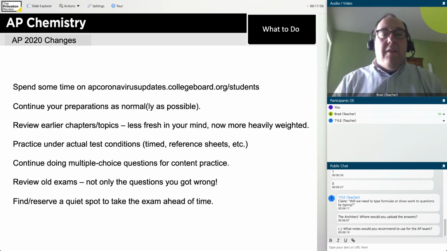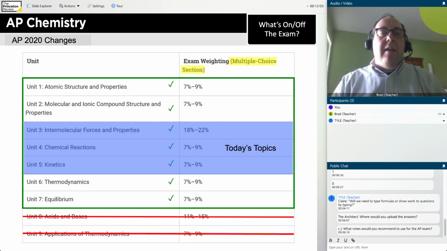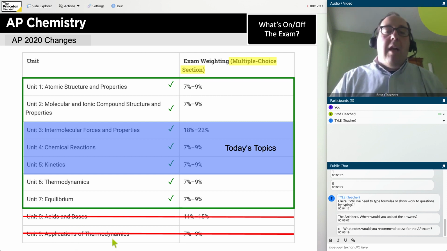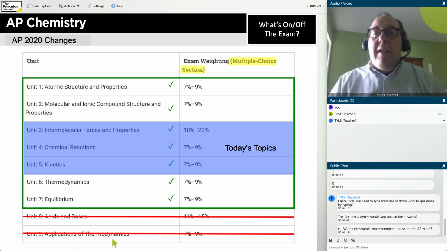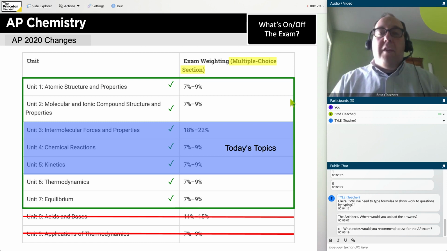So I mentioned on this slide here, right? You want to review the earlier chapters because it's now more heavily weighted, and it's now more heavily weighted because you can see down here these two red lines, units 8 and 9, acid base, as well as applications of thermodynamics, are not on the exam. The AP assumed that most people at this point in their class have not covered those last two topics, and so those are excised, which means that the first 7 units are now by proxy more heavily weighted. So you're going to want to focus more on this earlier stuff.